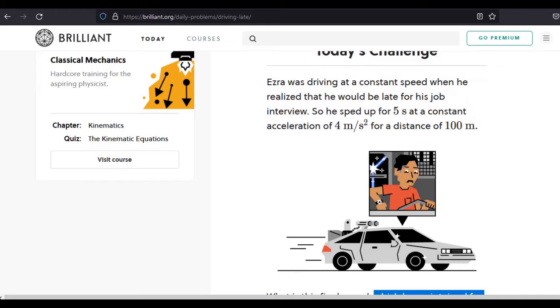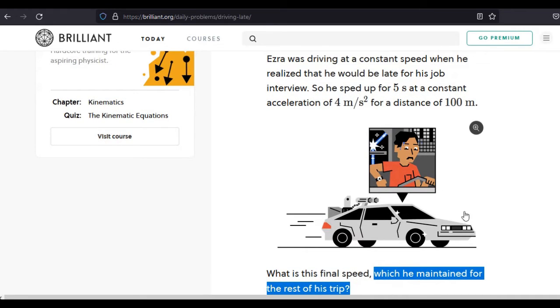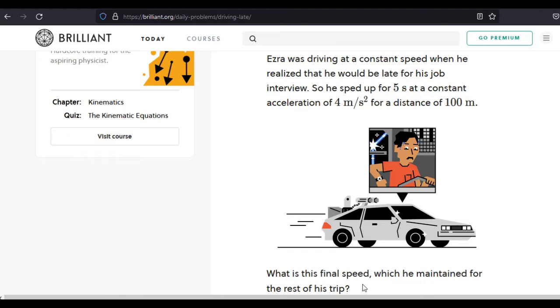So people who would want to solve it themselves can pause it here and try it on your own. Others, you can follow me.